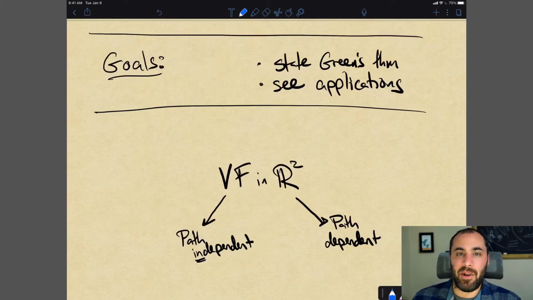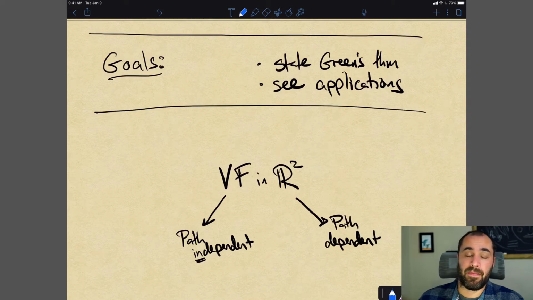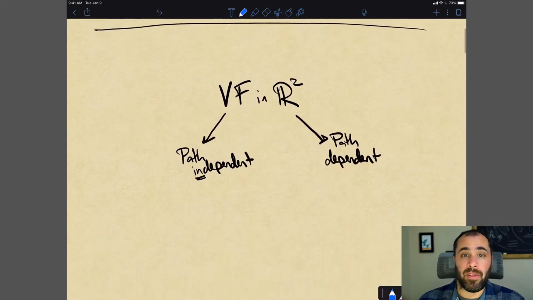Hey folks, welcome back. In this video, I want to tell you about Green's theorem, which will be sort of a culmination of what we've been doing with vector fields. So here are some of the goals for this video. And let's pause to take inventory for what we're dealing with when we have vector fields.